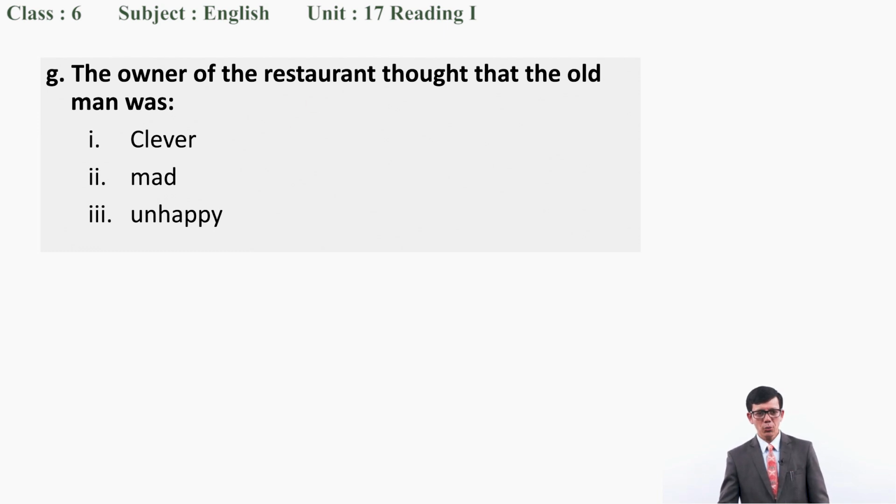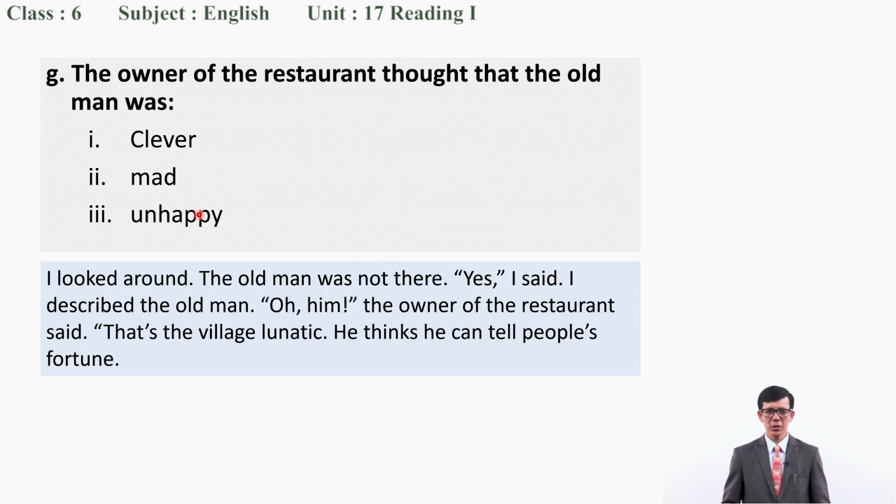Let's see now this one. The owner of the restaurant thought that the old man was clever, mad, and unhappy. What did the hotel owner say there? Oh, him, the owner of the restaurant said, that's the village lunatic. Means, is he clever, or mad, or unhappy? Okay, what is your answer?